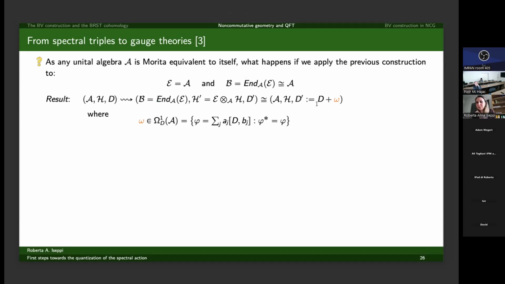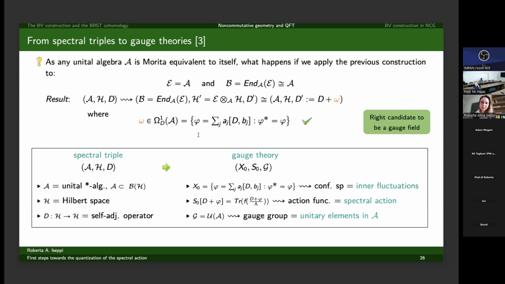The only difference appears with D prime. So D prime turns out to be the sum of the D I started with and an element omega that has the form that you already saw earlier. So it's an inner fluctuation of the operator D. And these are the right candidates to be my gauge fields. And this is somehow the recipe to construct a gauge theory starting from a spectral triple.